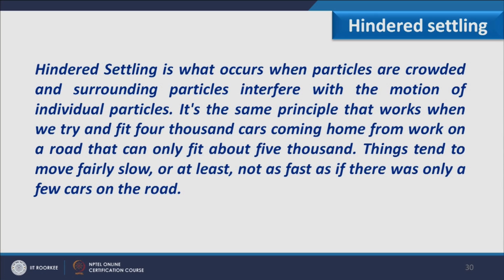Now what happens when we usually come home from the offices, almost at the same time all offices are closed, so we used to have a jam on the road. So the road has the capacity to accumulate 5,000 cars, and at that time we are having 4,000 cars on the road. So instead of free movement, we used to move very slowly on the road, and that is the perfect example of hindered settling, which we usually see in our daily life.